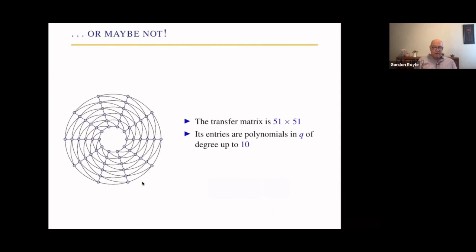But there's the graph. There's one of the small ones. Unfortunately, the size of the transfer matrix depends on basically the number of partitions of the interface between one layer and the next. And this one is a 51 by 51 transfer matrix. So that's hideous.